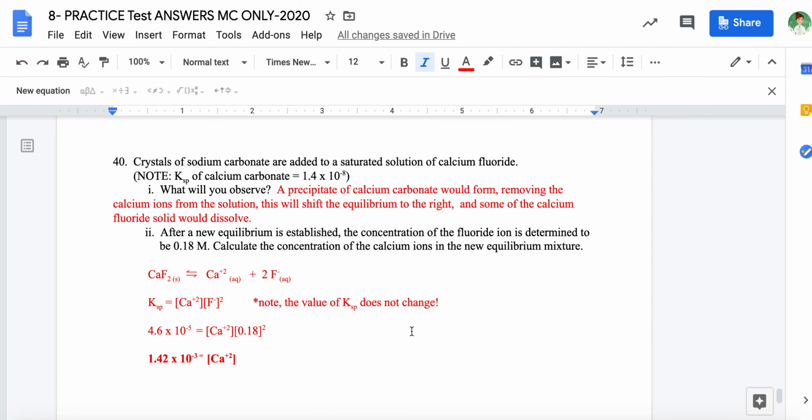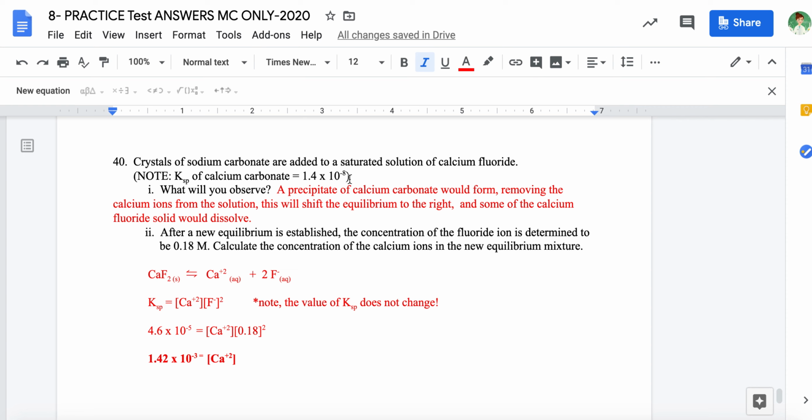All right, last one before we get to the open response. Crystals of sodium carbonate are added to the saturated solution of calcium fluoride. Now here's that point where I'm telling you that calcium carbonate is insoluble. That's that clue I was mentioning earlier when we were talking about, I forget which question it was. I said, oh, the clue might be, I'm going to give you the KSP. And here it is. So the KSP is really, really small.